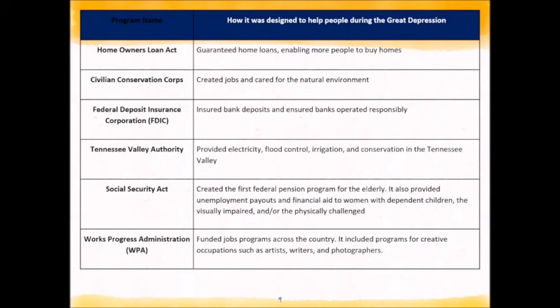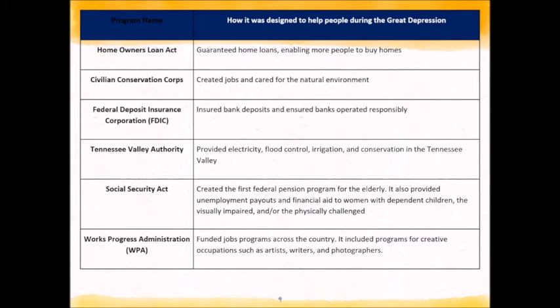Now that we've discussed the 3 R's, let's see what those New Deal programs were. Starting with the Homeowners Loan Act. This guaranteed home loans, enabling more people to buy homes during the Great Depression. Then there's the Civilian Conservation Corps, which created jobs and cared for the natural environment.